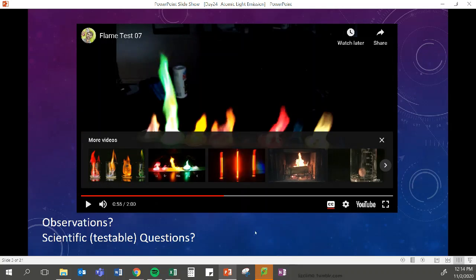Okay, so I had you guys share your observations. You might have noticed that there's different colors. Different elements seem to be getting different colors. Some of the heights of our flame are different. So those are all good observations that you might notice.